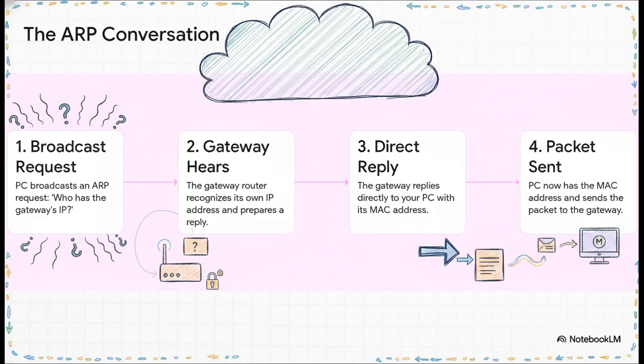Here's how that little chat plays out. Your computer broadcasts an ARP request to everyone on your Wi-Fi. Your phone, your smart TV, they all hear it, but they just ignore it. But your router, the gateway, recognizes its own IP address, and it perks up. It sends a reply directly back saying, "Oh, hey, that's me. Here's my MAC address." And just like that, problem solved. Your computer knows exactly where to send the packet to get it out the door.